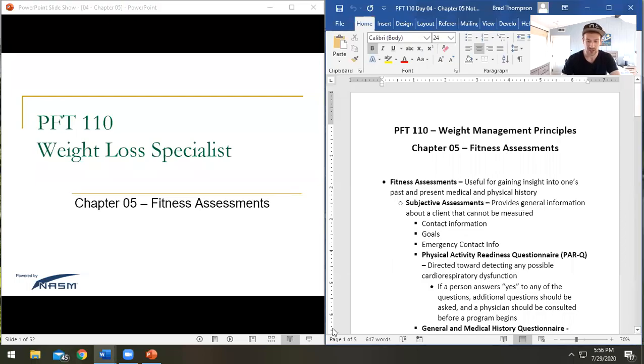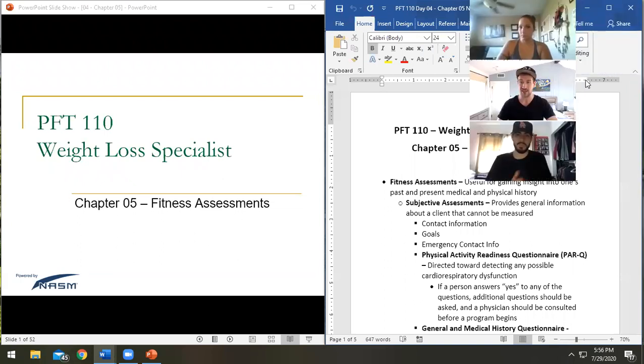We are looking at chapter 5 today. This is going to be fitness assessments, where we go over a lot of our general fitness assessment information, just like we've talked about in past classes. Robert, this is all new for you. But for the most part, we've covered a lot of this.